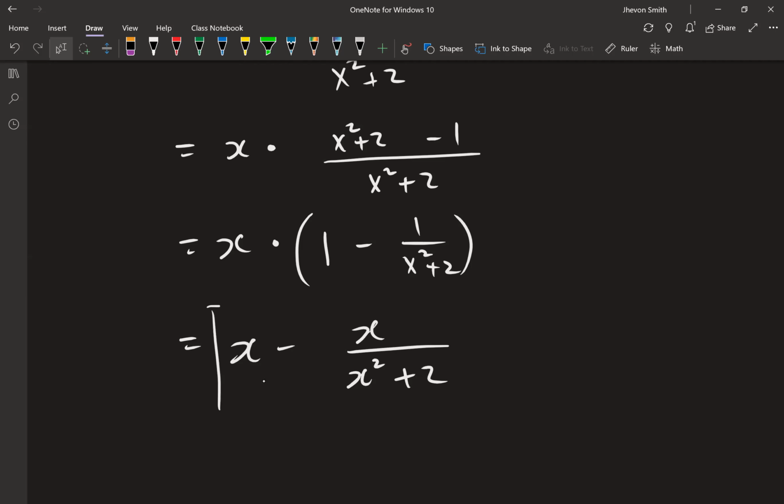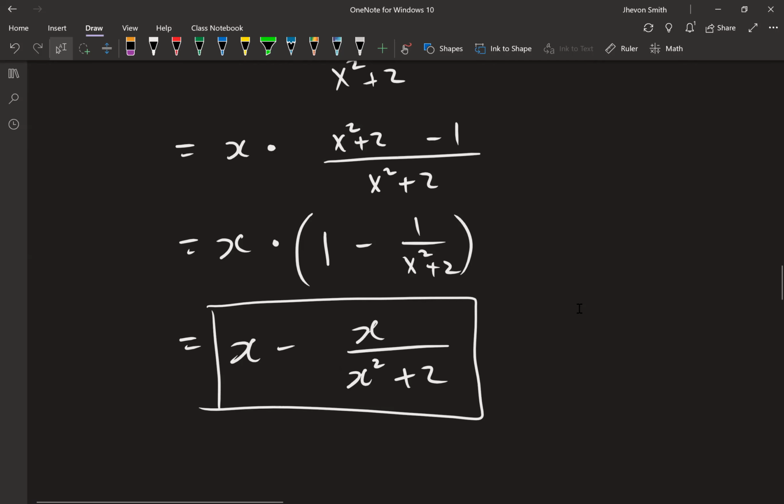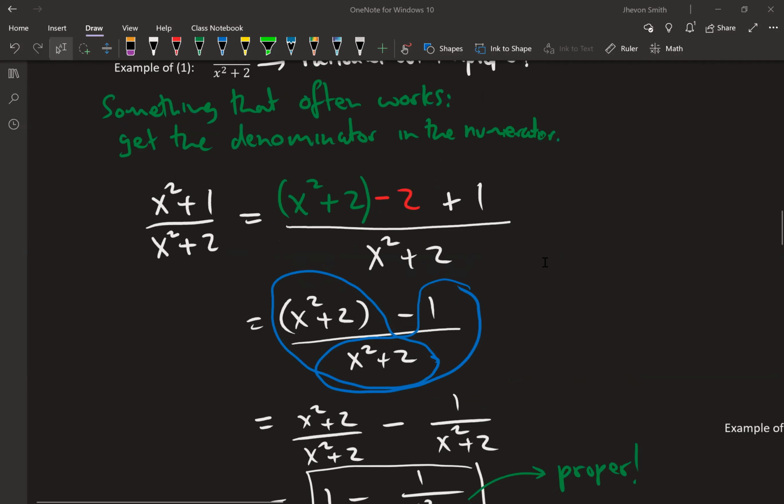So there we go, again from a situation where we don't have a proper fraction into a situation where we have a proper fraction. Okay, and that's just by using algebraic manipulation to get the denominator in the numerator.